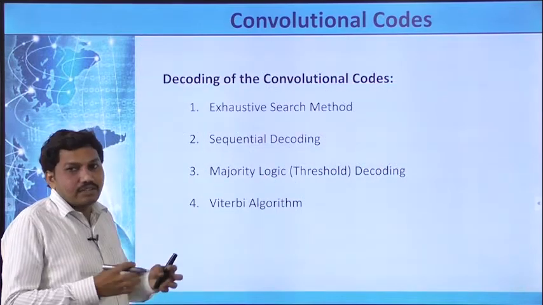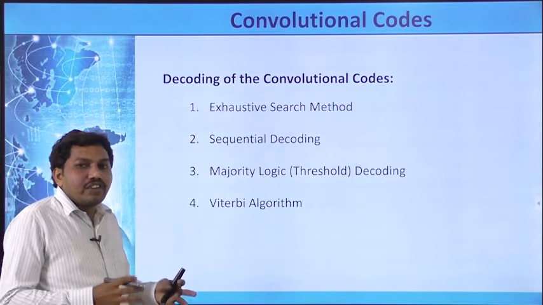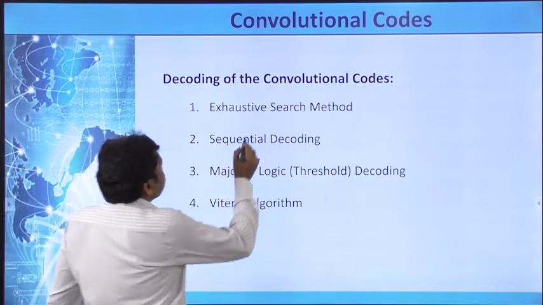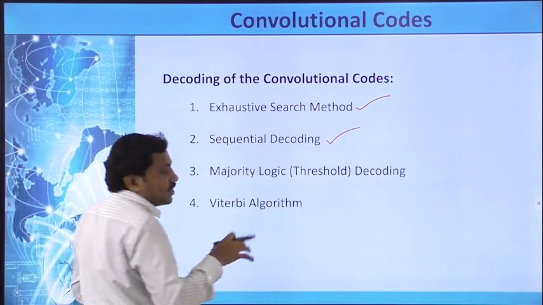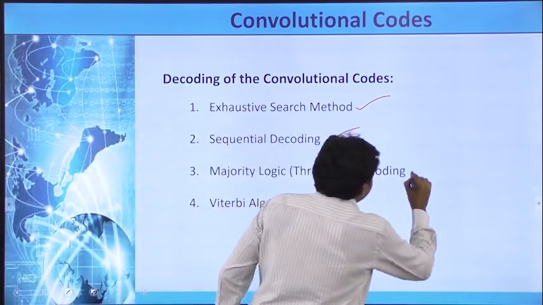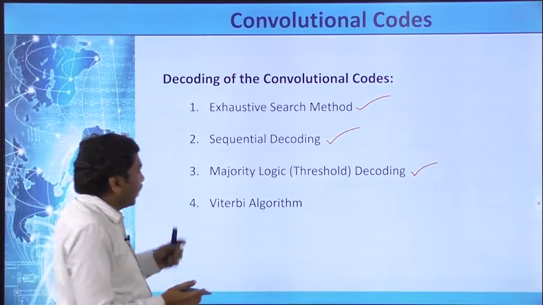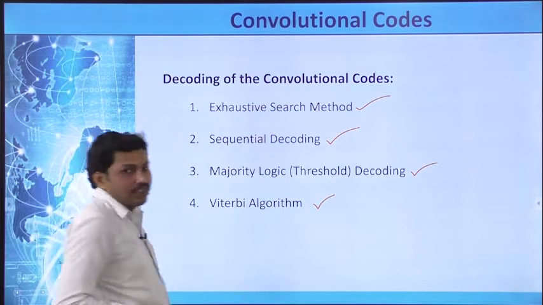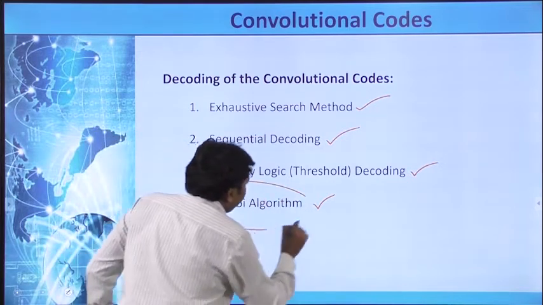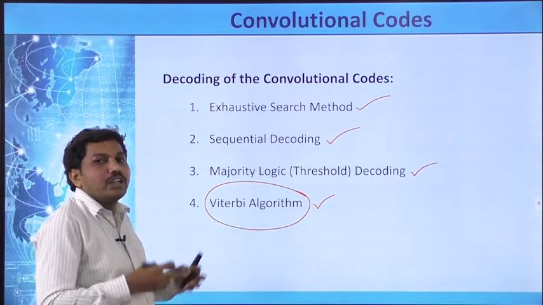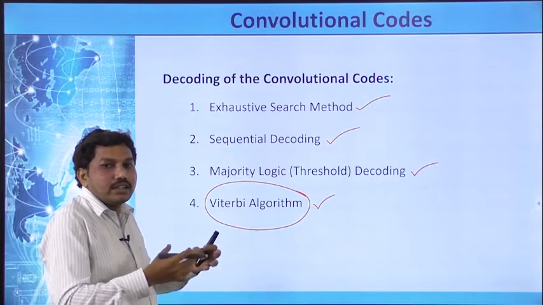Decoding methods in case of convolutional codes. There are 4 different decoding methods. First one is exhaustive search method. The second one is sequential decoding. The third one is majority logic decoding or threshold decoding. And finally, the last one is Viterbi algorithm. Out of these all, Viterbi algorithm is the most efficient method to decode the convolutional codes. We will see the algorithm.